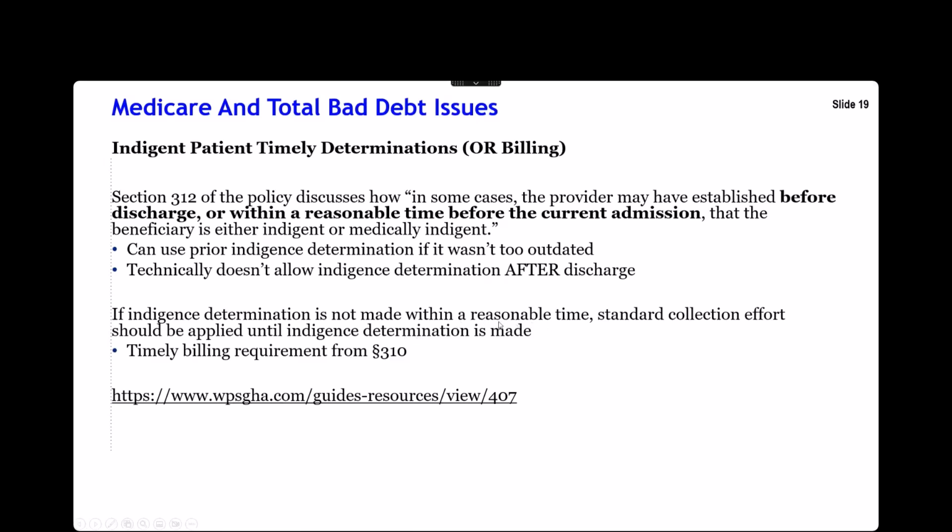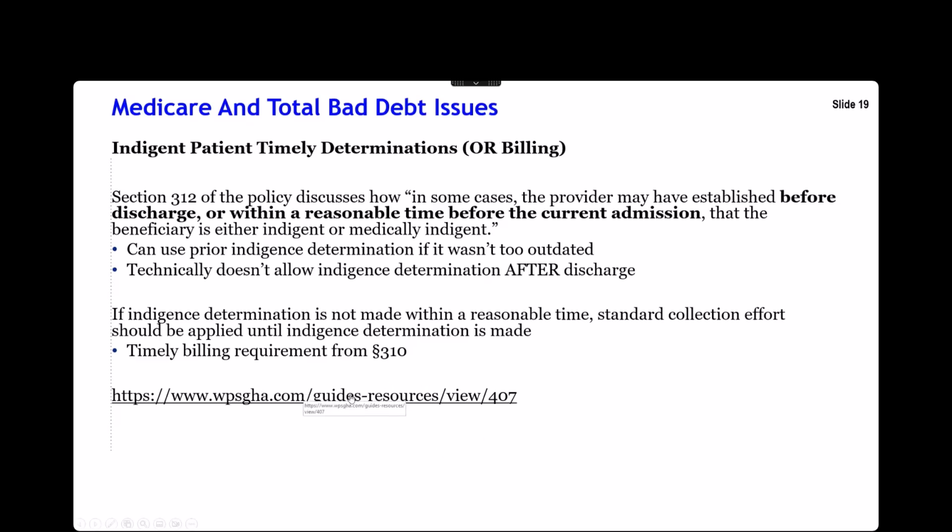So the reasonable time is basically the timely billing requirement. So by whatever time you would have normally had to send the bill out, and that was based on when the RA came in, 120 days after the latest RA, if you have not made the indigence determination at that point, then you do need to start treating it like a standard non-indigent patient and bill them until you've deemed them to be indigent.